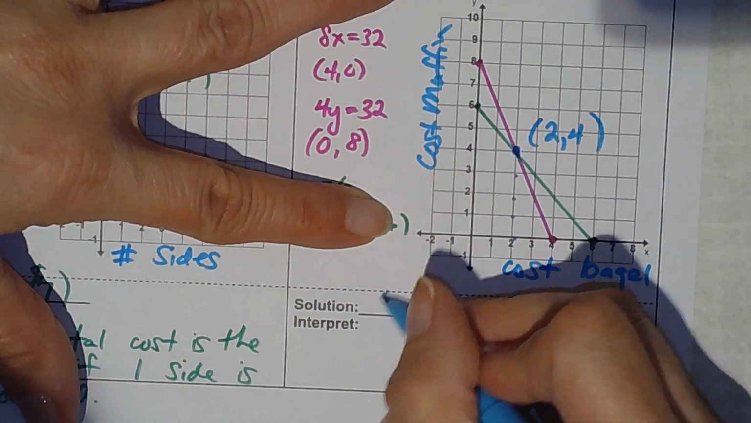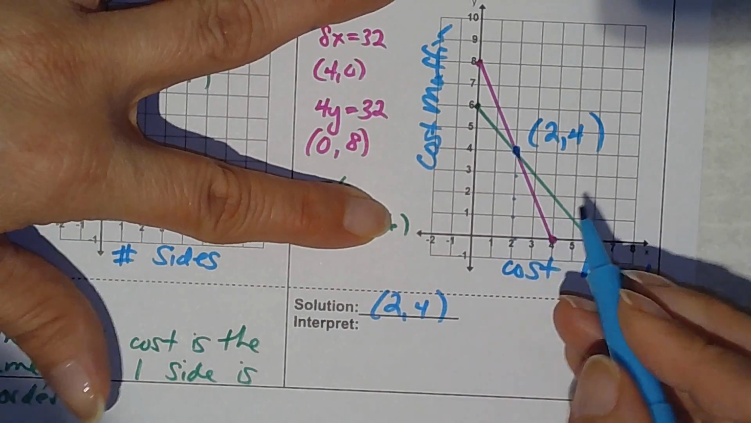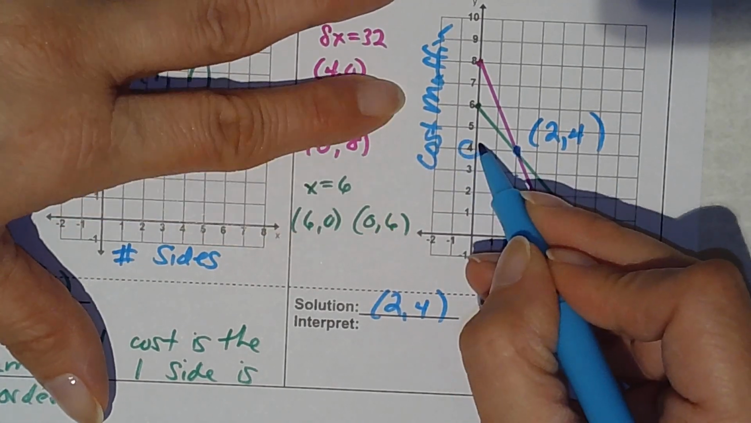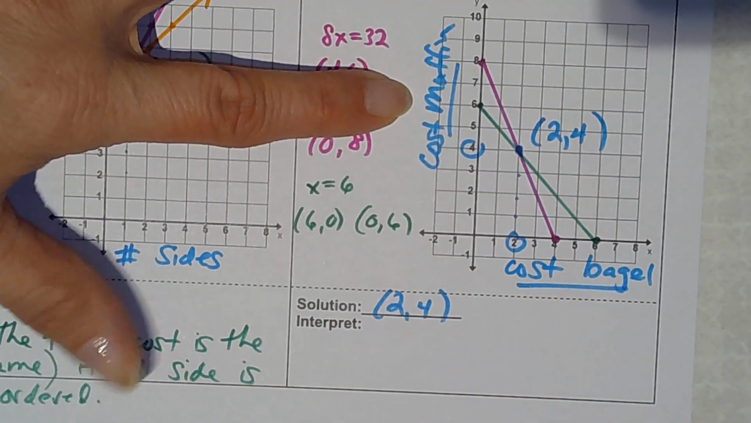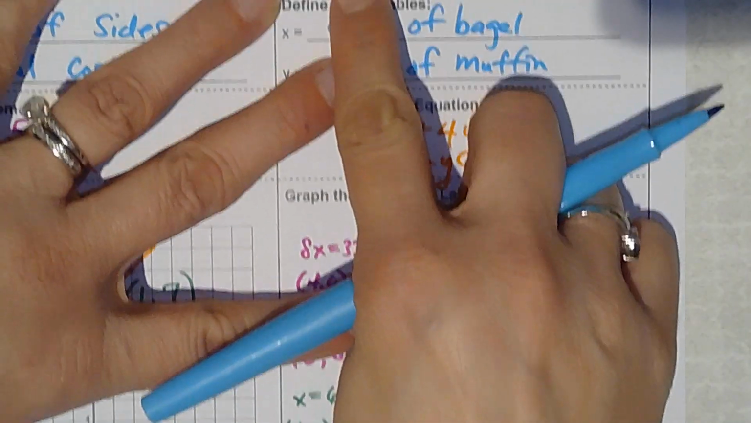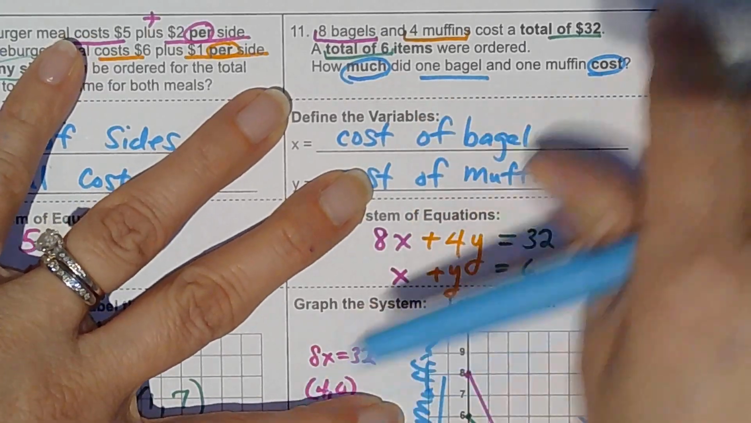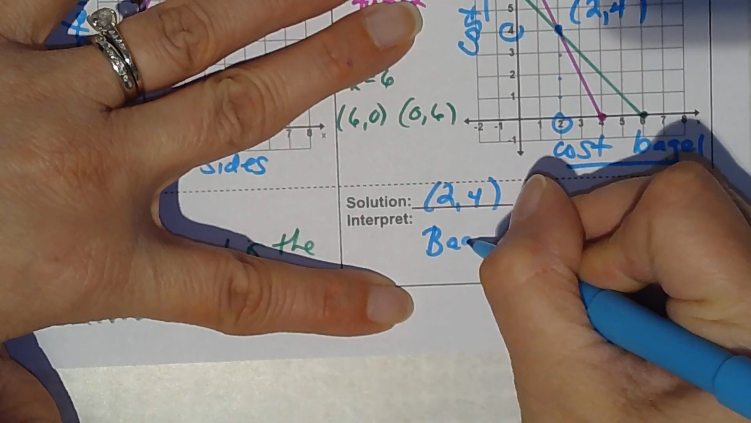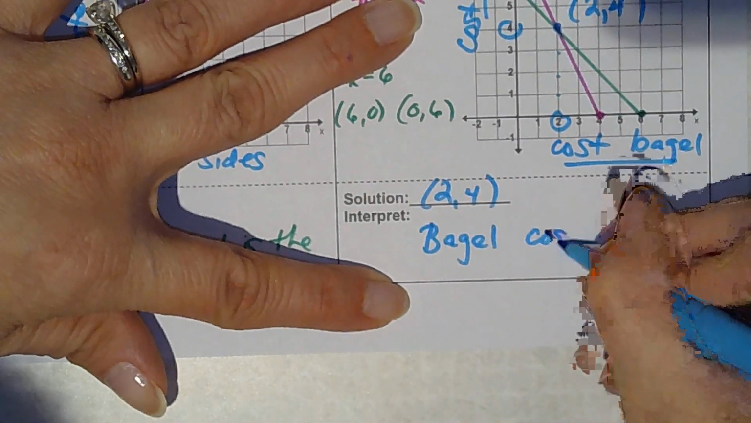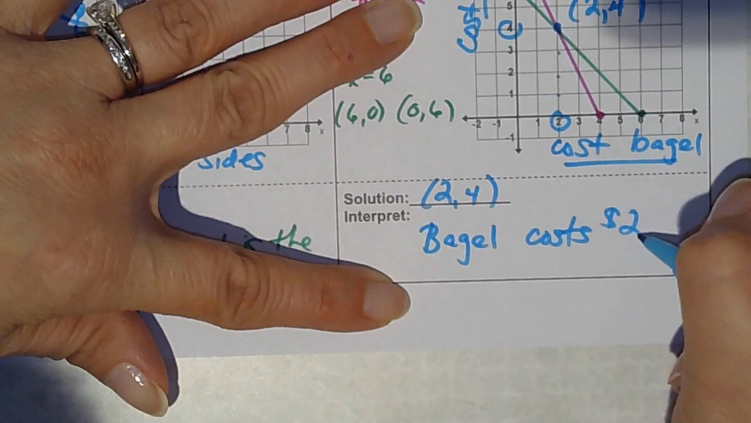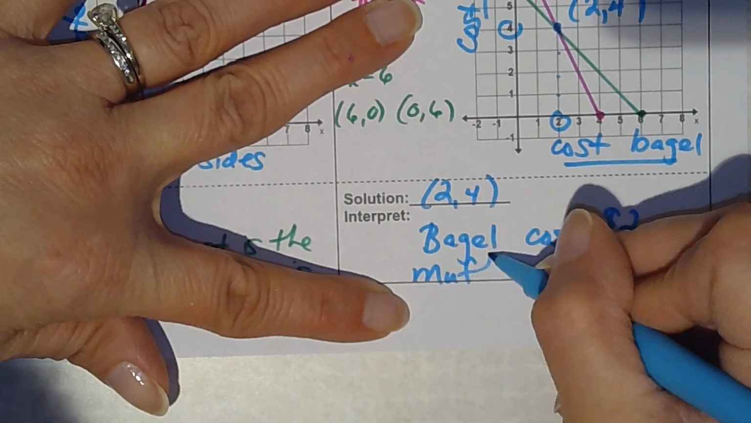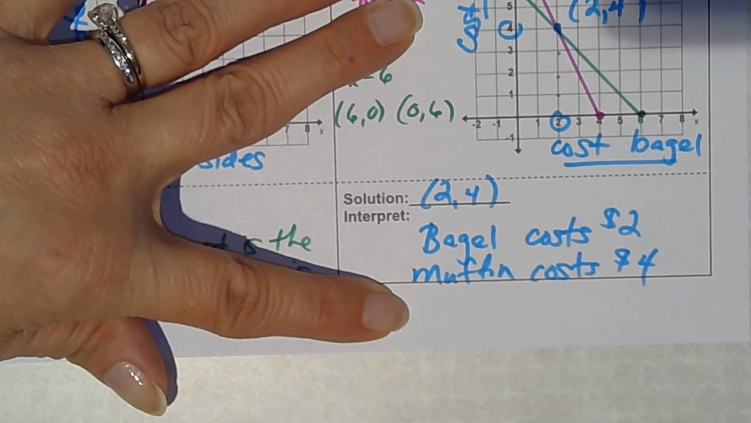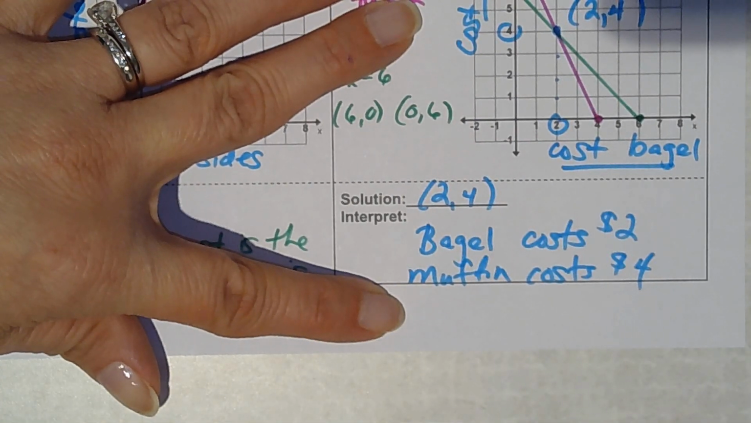And so what does that point mean? Okay. 2 is cost of a bagel, and the 4 is the cost of a muffin. The question says, how much does one bagel and one muffin cost? I know the answer now. The bagel costs $2, and the muffin costs $4. Great job with Chapter 6.